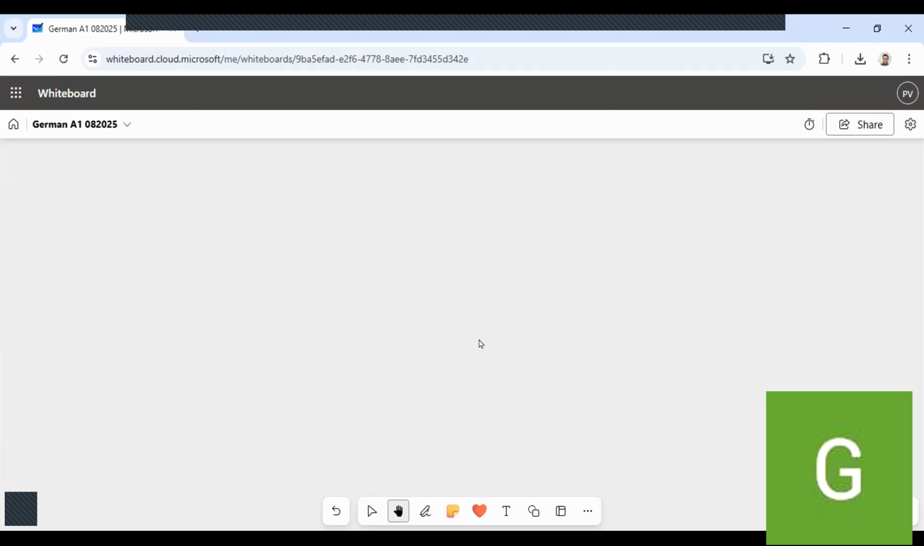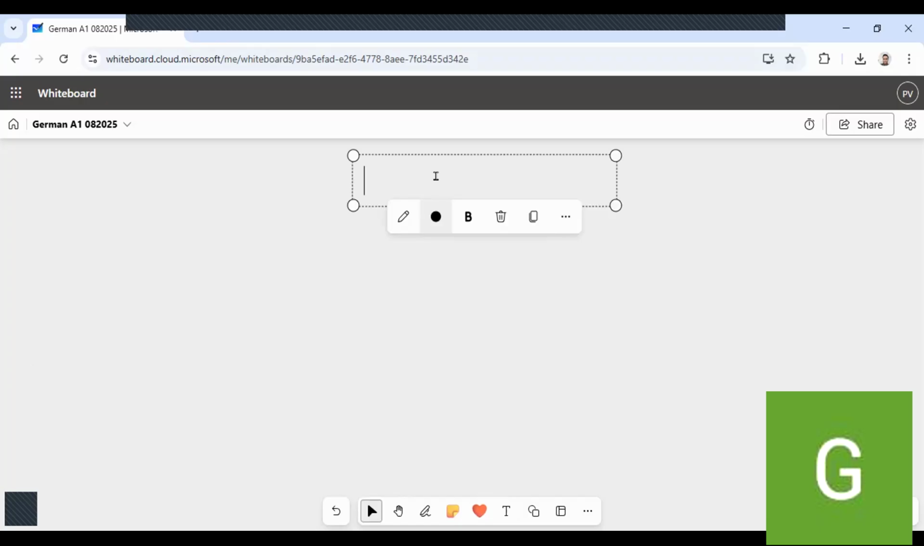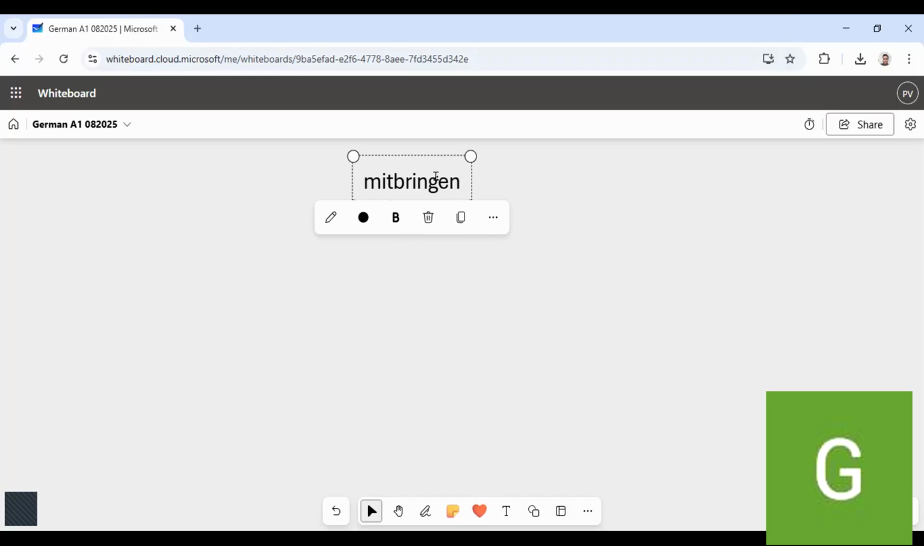The next verb is mitbringen. Suppose a party is going on, your friend is organizing a party and he has already invited you. He had used the verb einladen. But now, what I believe in Germany, everybody brings some things for a party. Okay? Nobody comes empty-handed. I think in India also everybody brings some gifts or something. But mitbringen means to bring along.